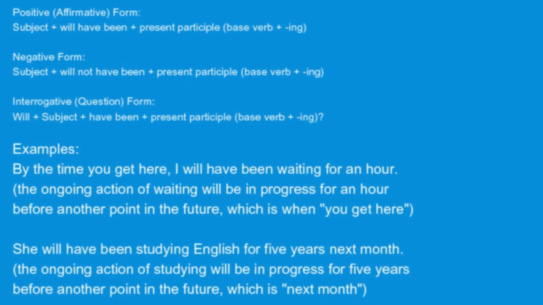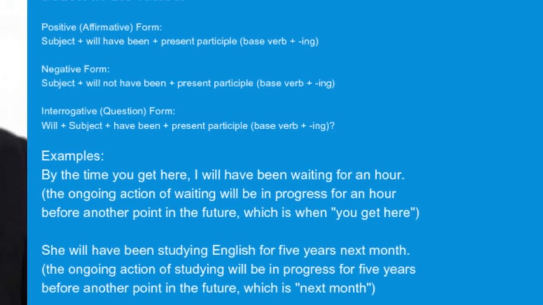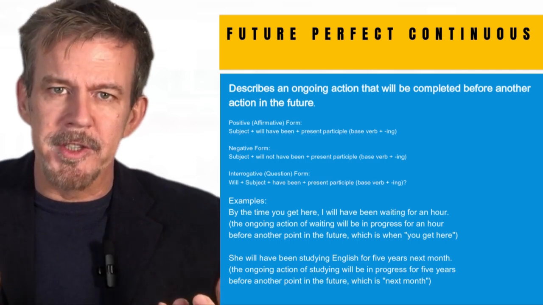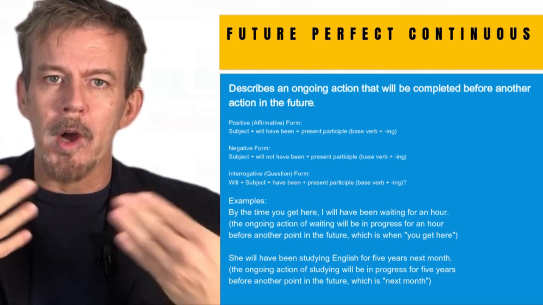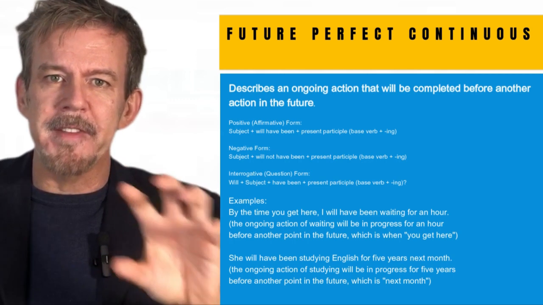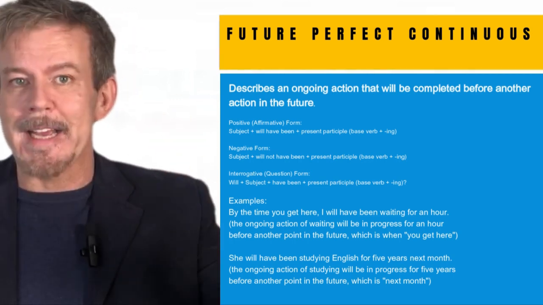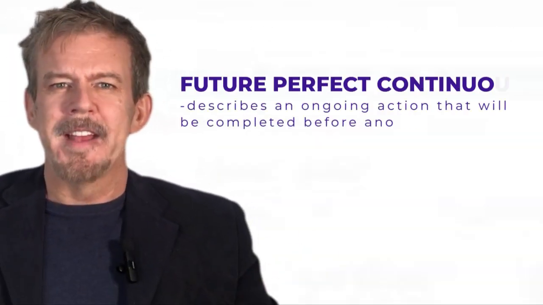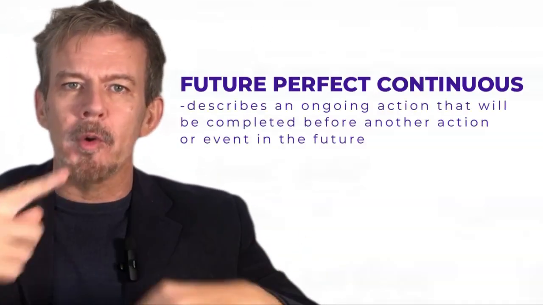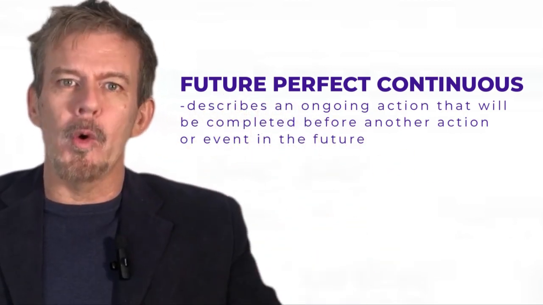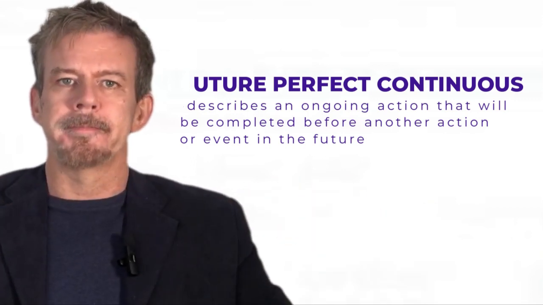Or, she will have been studying English for 5 years next month. So again, the continuous, the ongoing action of studying English will be in progress for 5 years until another point in the future, which is by next month. So again, this tense describes an ongoing action that will be completed before another action or event in the future.